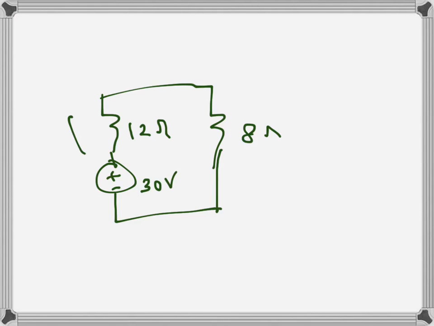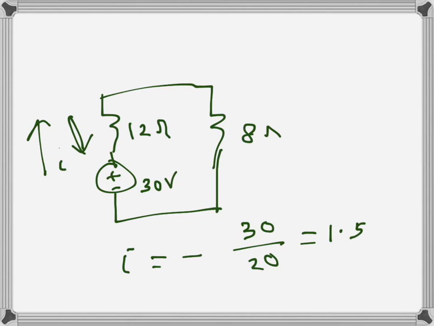So our I is now the supply current. It is downwards, but it will be negative. So the actual I will be negative because the current will be going away from the voltage source. So this I will be negative because the actual current will be in that direction. 30 divided by 12 plus 8, which is 20. So that's 1.5 amps negative.